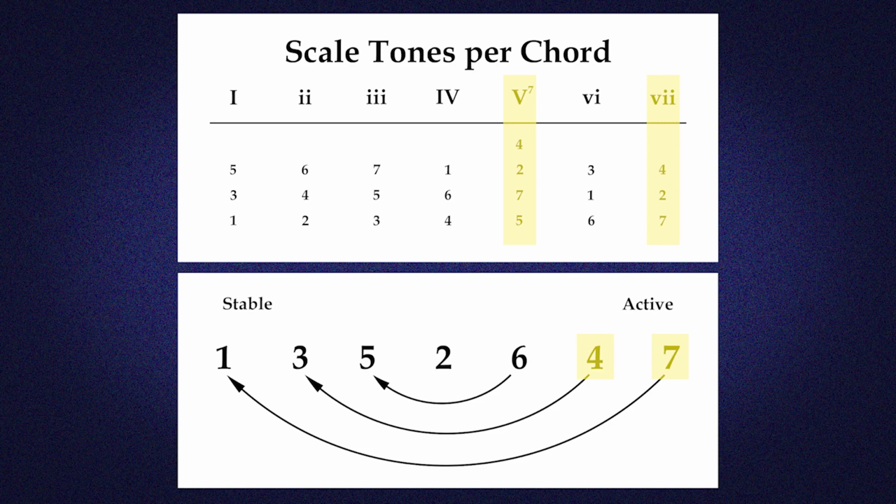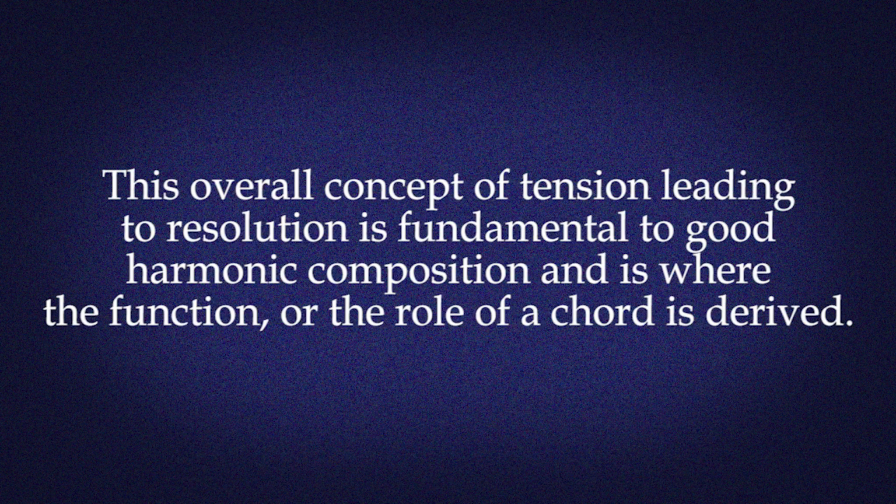This is why in common practice music, the 5 chord or the 7 chord will most often progress to the tonic. This overall concept of tension leading to resolution is fundamental to good harmonic composition and is where the function or the role of a chord is derived.